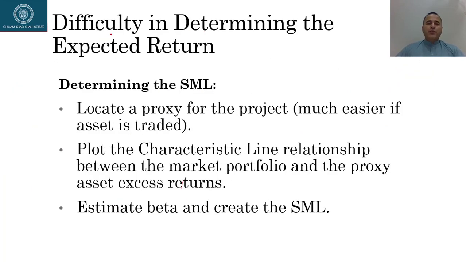Now, there are a few difficulties in determining the expected return. The reason is, let's say Engro is going into the food business. Of course they do not have a project-specific beta. Unless you have something in reality, this does not exist. This is something for the future. So how do you calculate beta for it? But of course there are some solutions. One solution is to locate a proxy.